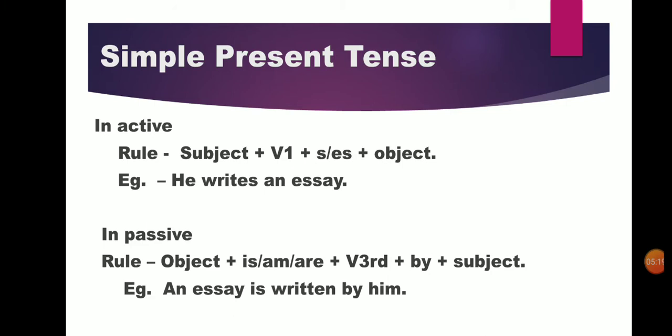An essay. I have started with an essay. An essay is the object in active voice, but when we change this example into passive voice, we use the object in the place of the subject, like an essay. Then according to an essay we have used is, then the verb third form of writes, then by, and he becomes him. So: an essay is written by him.